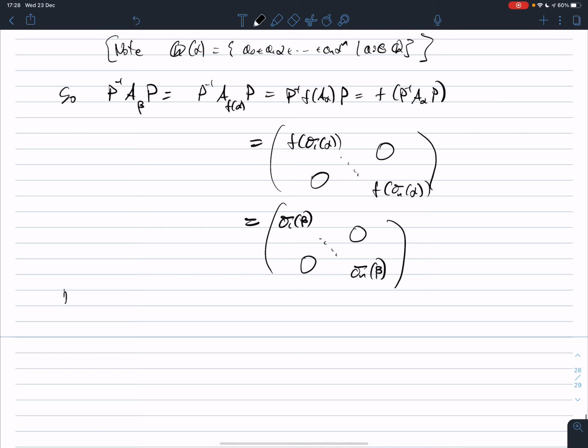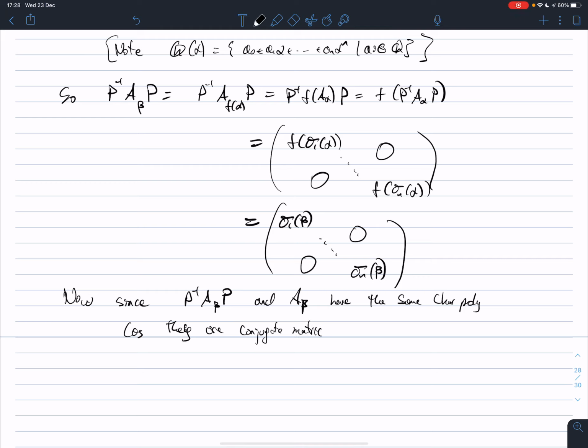Now we're done, since P inverse A beta P and A beta, both of these are conjugate matrices, so they have the same characteristic polynomial. Since these have the same characteristic polynomial as their conjugates, we get the result.